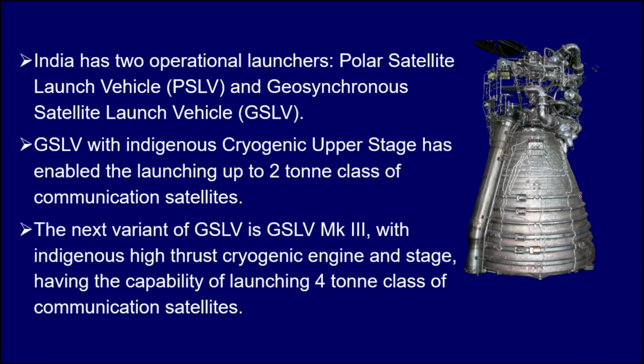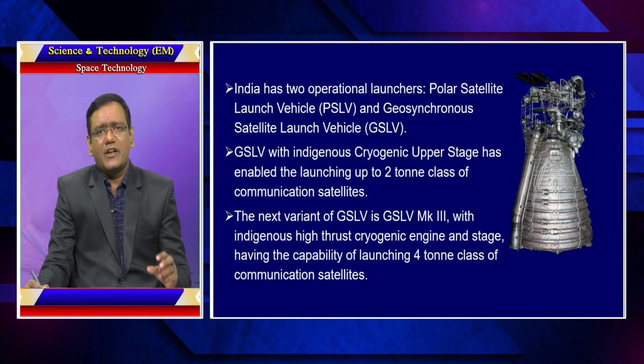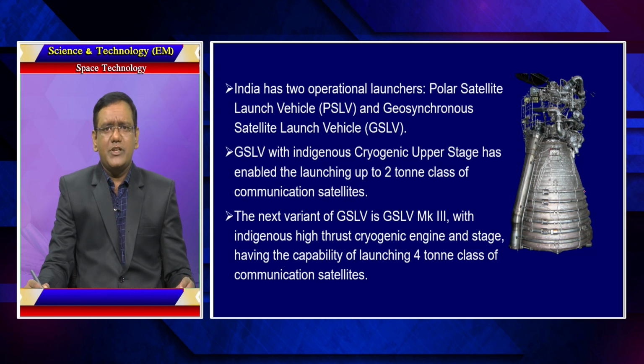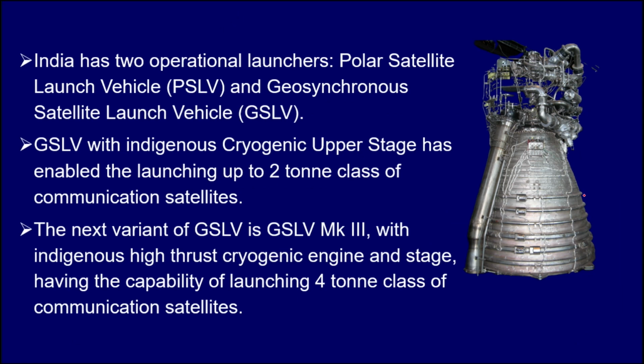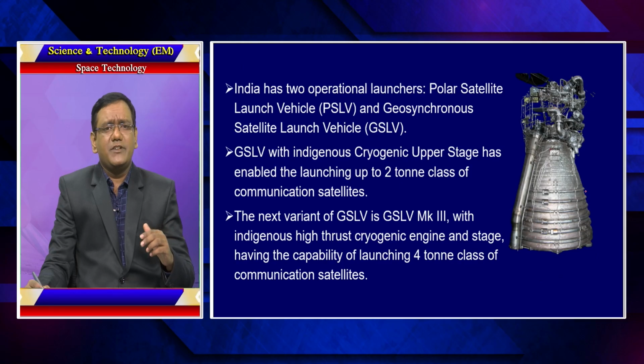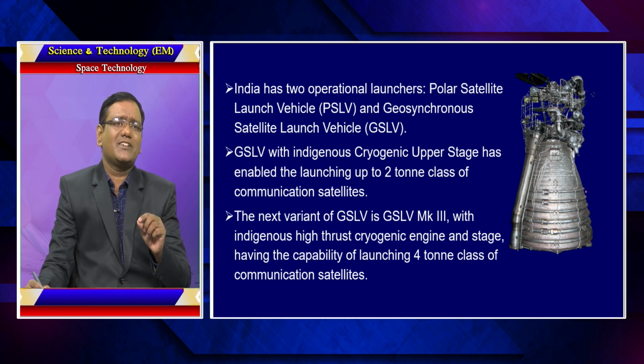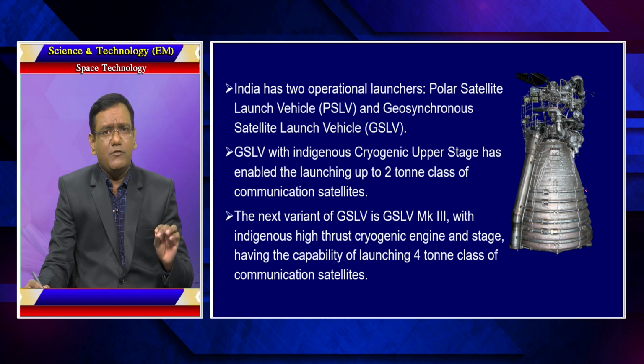The GSLV with indigenous cryogenic upper stage has enabled the launching of up to 2-ton class of communication satellites. So what is this cryogenic upper stage? Cryogenic is a type of engine that uses hydrogen and nitrogen. The cryogenic engine uses liquid hydrogen as the fuel. This liquid hydrogen is very efficient and produces more power. That's the reason why we are using this cryogenic part in the Geosynchronous Satellite Launch Vehicle, because we want to keep our satellite in geosynchronous orbits.